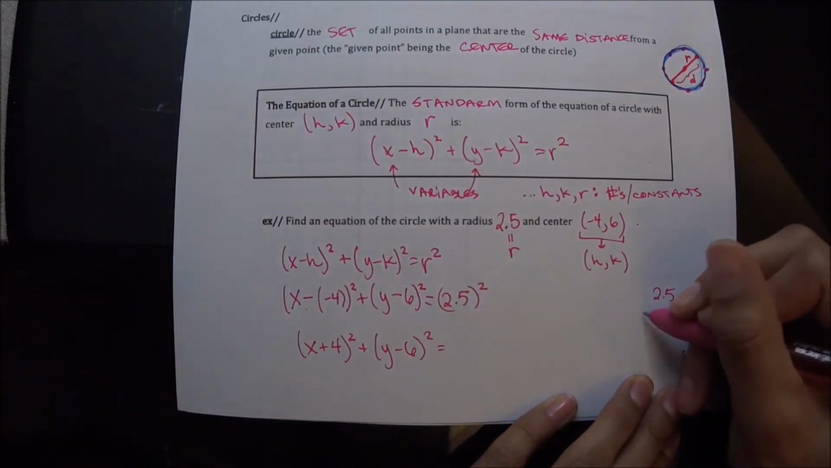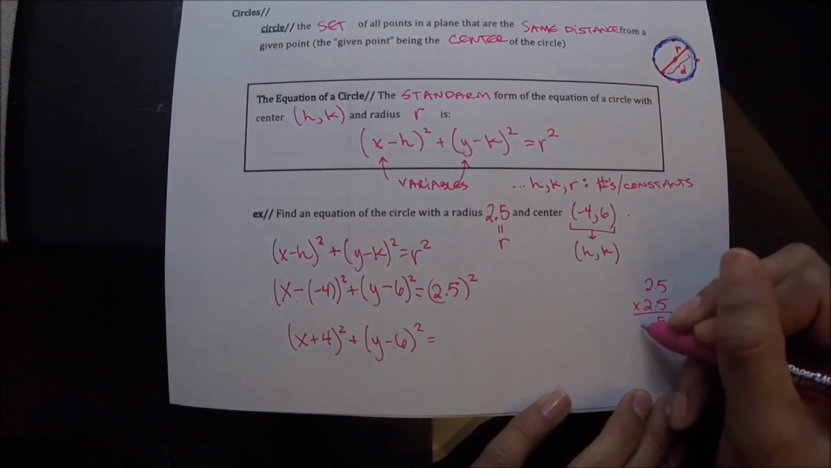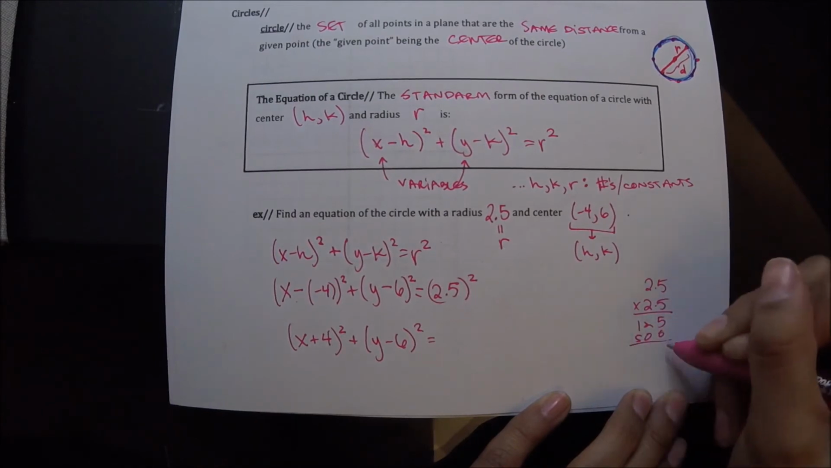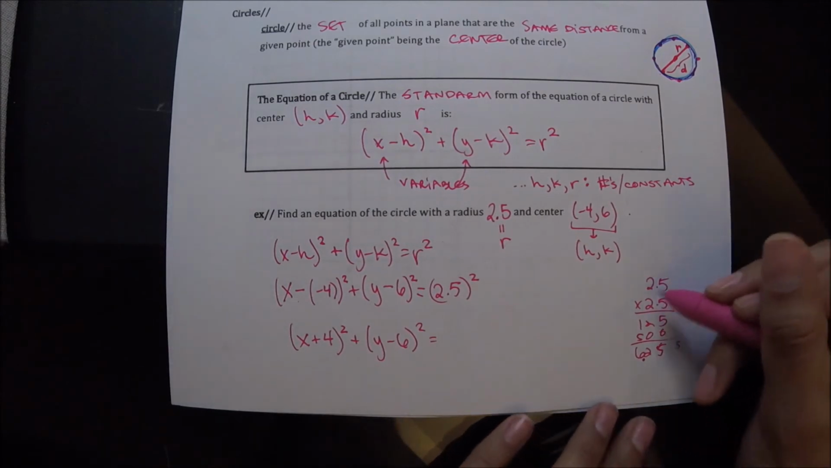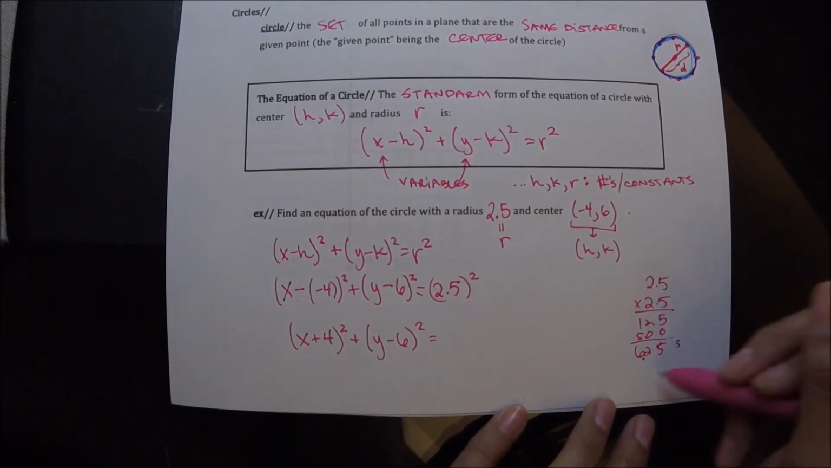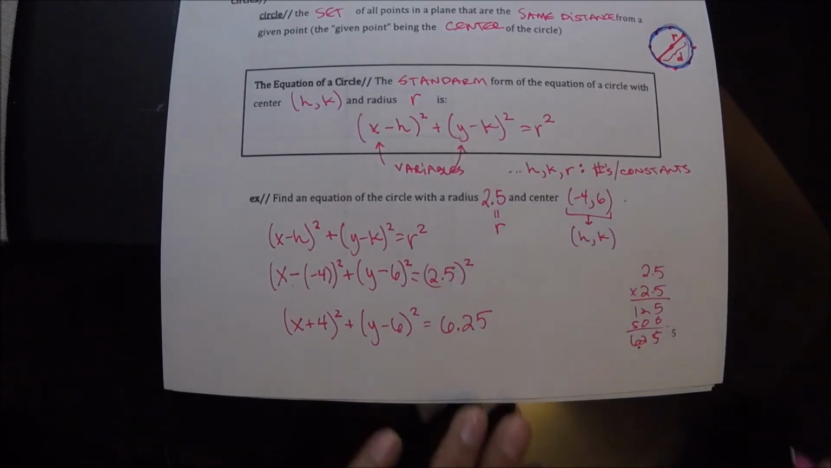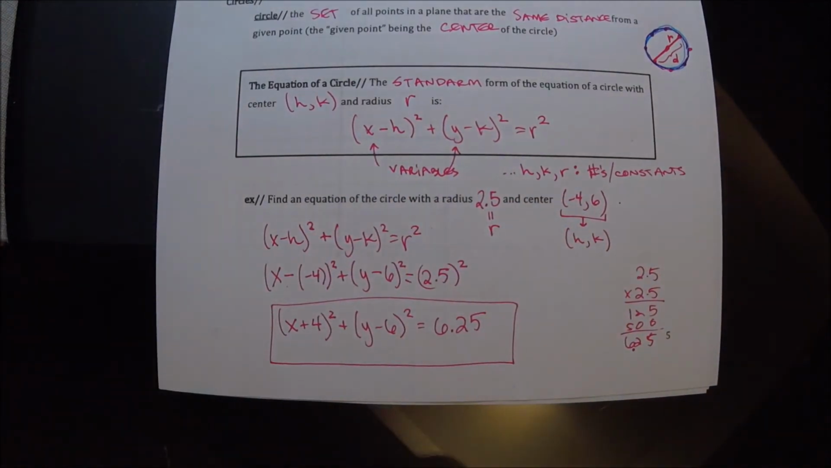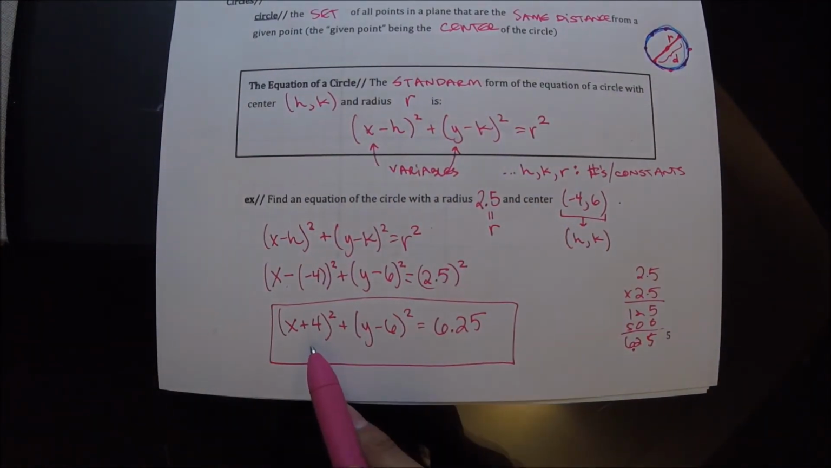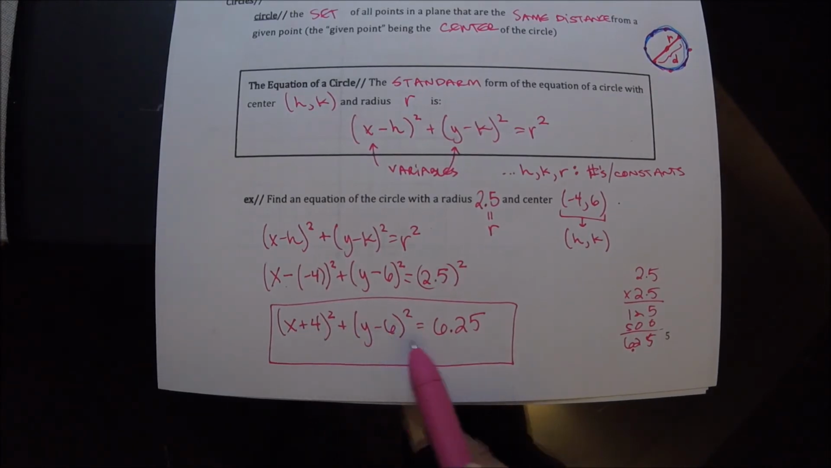2.5 squared is fast to do by hand. Okay, so we multiply that by hand. Sorry, I did it sloppy, but 2.5 squared turns out to be 6.25. And then that is the nice form of the equation of a circle that has center (-4, 6), and the radius is the square root of this, which is 2.5.